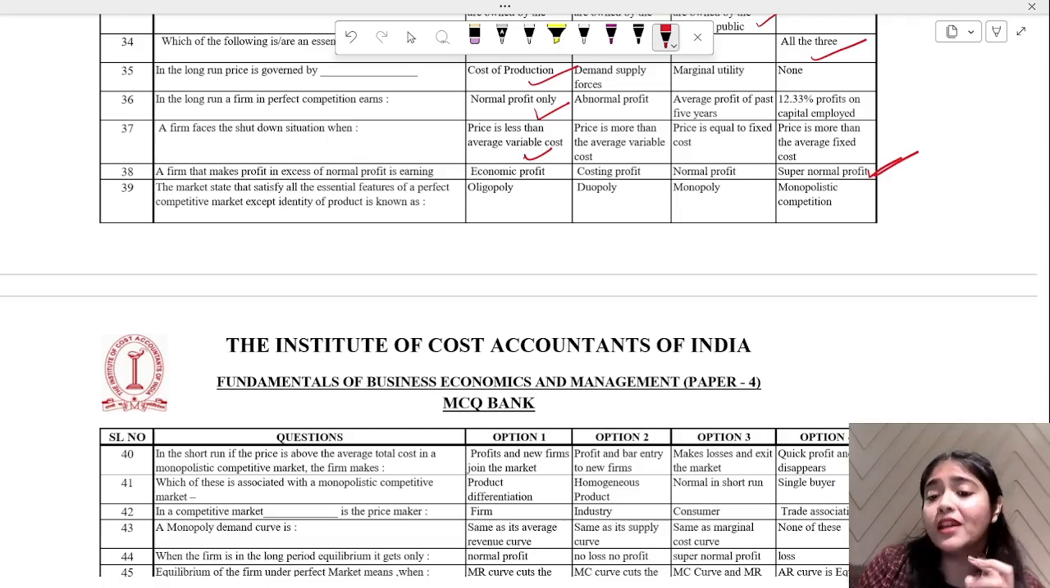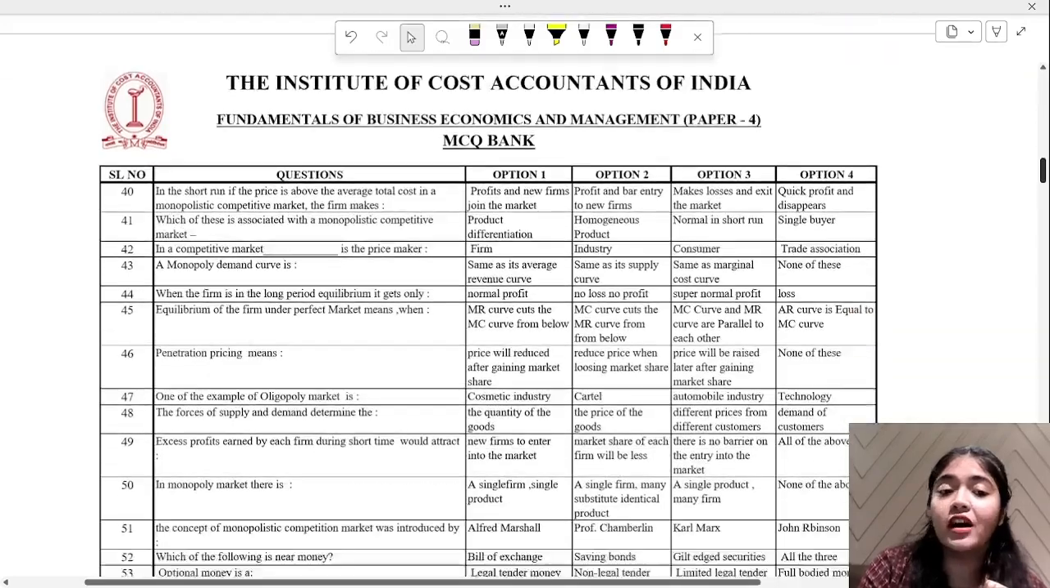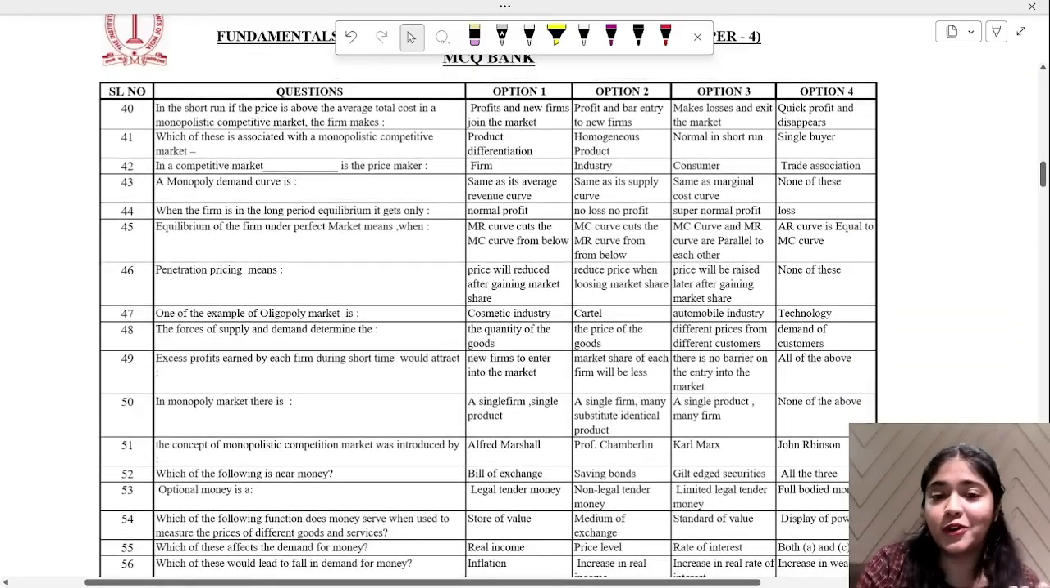Oligopoly, duopoly, monopoly, or monopolistic competition? Yes, correct. Monopolistic competition. So we have covered around 39 questions of yours. If they ask one or two from here, you are good to go.